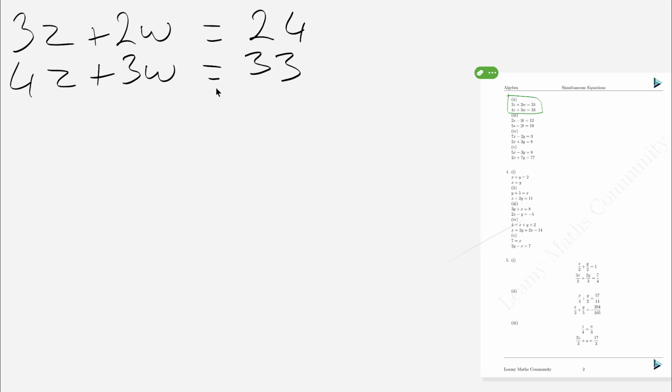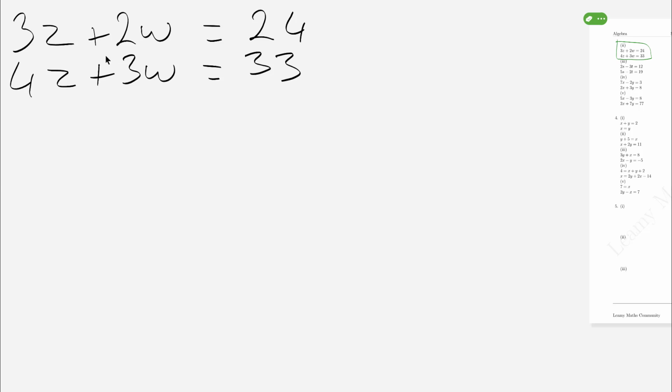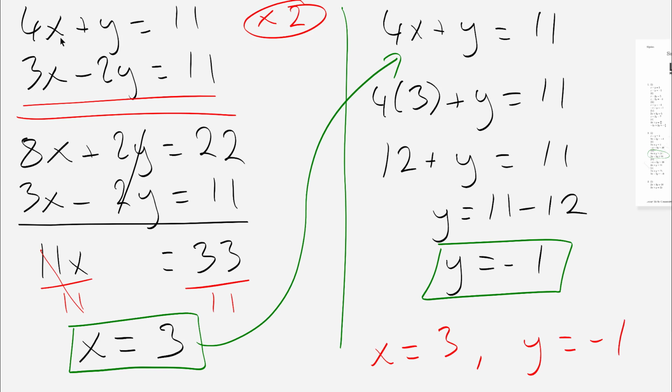So remember, the idea is we want to add the lines, but after adding the lines, we're hoping to eliminate either the z's or the w's. So remember, in the previous example, I wanted to eliminate either the x's or the y's. And what I did was I eliminated the y's because I multiplied this line by 2 to get a plus 2y, and the plus 2y cancels with the minus 2y, eliminating the y's, leaving me with just x's.